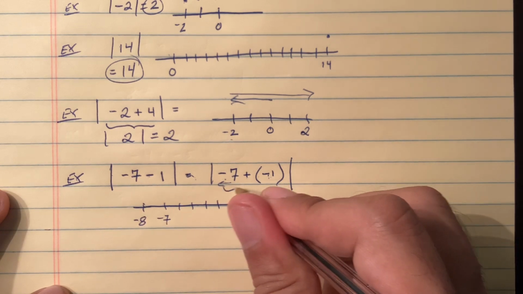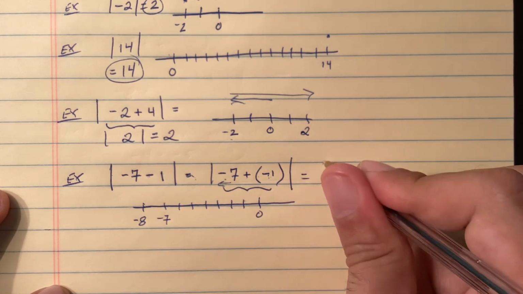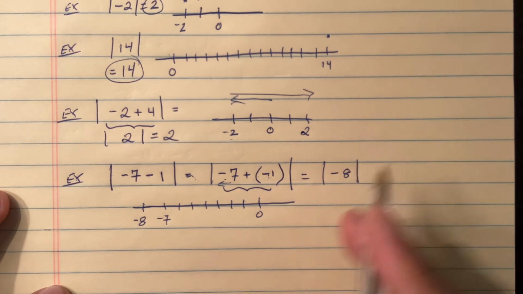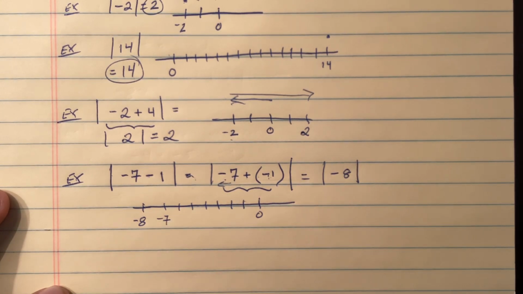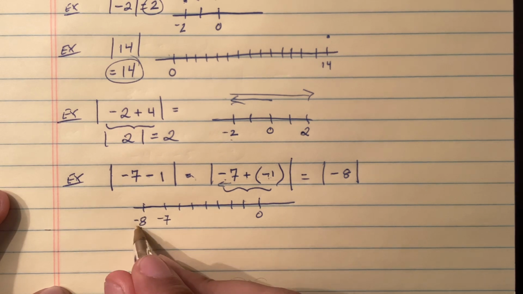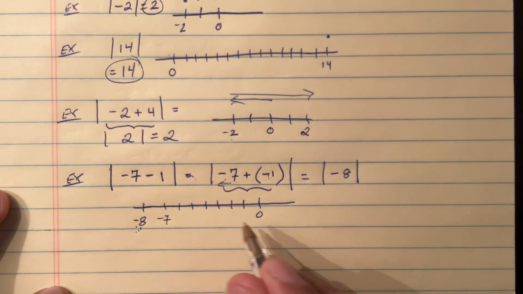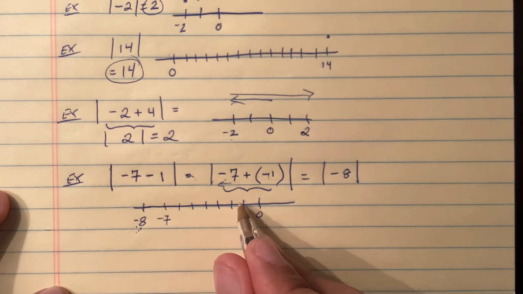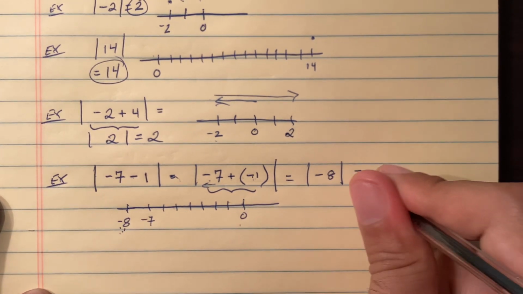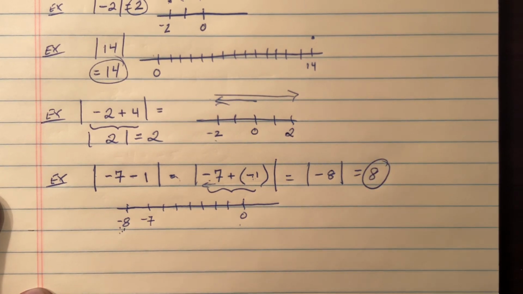So the inside simplifies to -8. Remember, we still have the absolute value. We have not evaluated that yet. But let's ask ourselves, if we're at -8, what's the distance required for us to get back to 0? 1, 2, 3, 4, 5, 6, 7, 8. There we have it. I hope that helps.